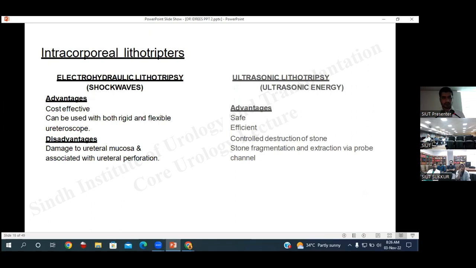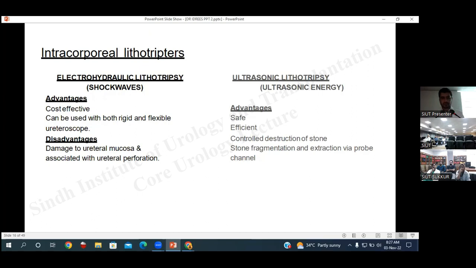Now, intracorporeal lithotripters. There are 4 types: electrohydraulic, ultrasonic, pneumatic, and laser. First is electrohydraulic lithotripsy. It is cost effective and can be used with both rigid and flexible ureteroscopes. The disadvantage of this is damage to ureteral mucosa, and it is associated with ureteral perforation.